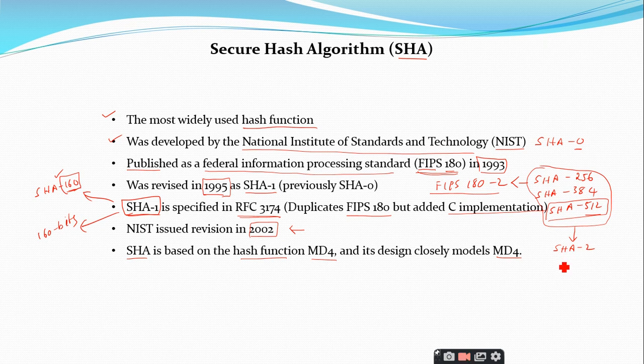And remember that SHA-2 doesn't have much changes. The new versions have the same underlying structure and they use the same types of modular arithmetic as well as the logical binary operations as that of SHA-1.